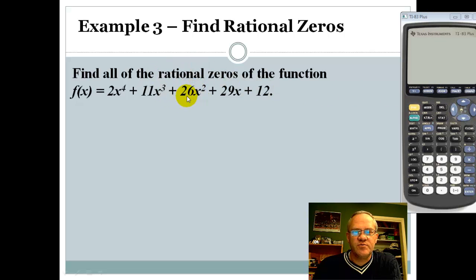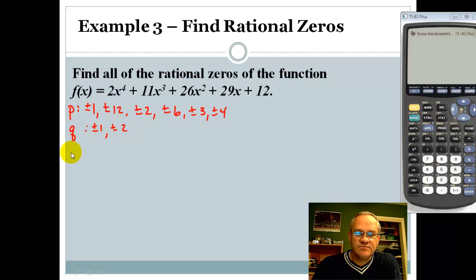It could still be a little helpful knowing the possibilities, and I'll show you what I mean here. So first of all, let's find all our possibilities here first, and then we'll look at it on the calculator. So my p's here for 12 are what? 1 and 12, 2 and 6, 3 and 4. And then for the q's, we've got just 2, so it's just 1 and 2. So my possibilities for p over q are 1, 2, 3, 4, 6, and 12.